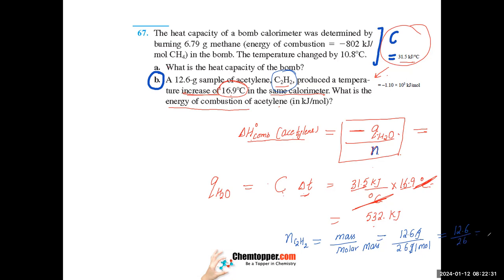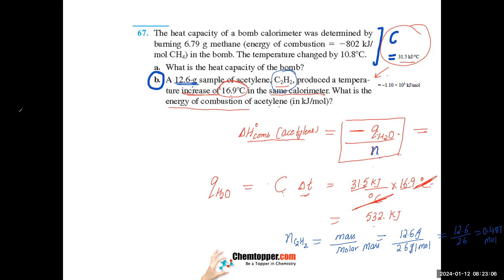How much is this, children? Go for three significant figures. 12.6 has three significant figures. 12.6 divided by 26 gives 0.487 moles. Plug in here.